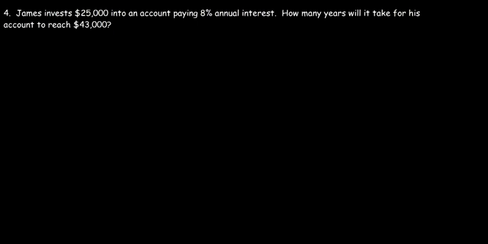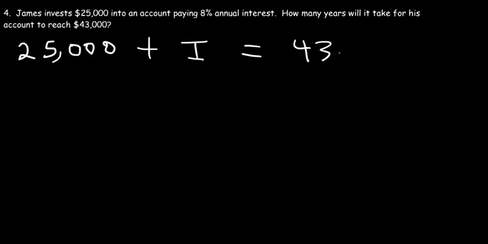Number 4, James invests $25,000 into an account paying 8% annual interest. How many years will it take for his account to reach $43,000? So the principal is $25,000, and interest is going to be added to that principal over time, and his final account value is going to be $43,000 after a certain time period has elapsed.